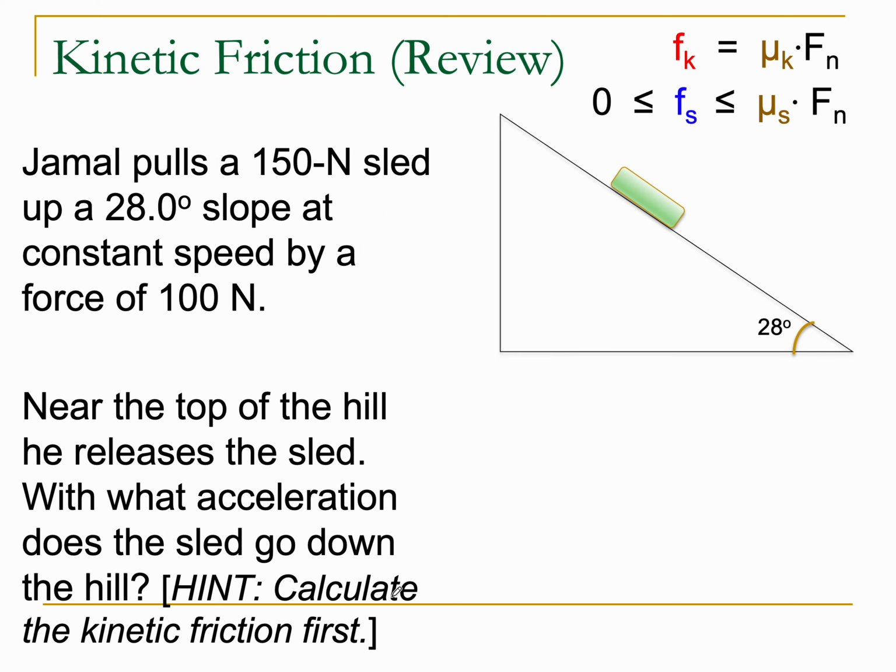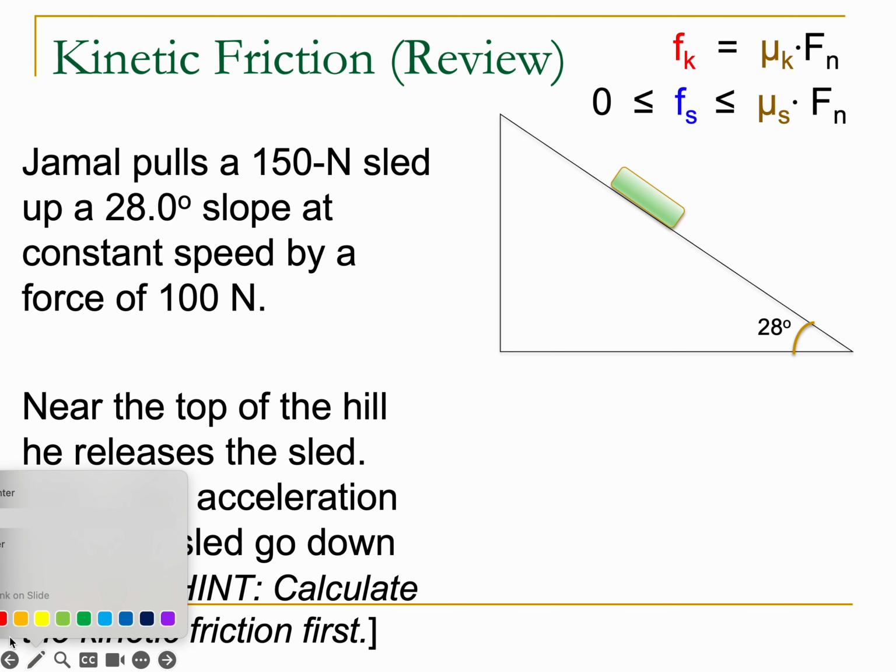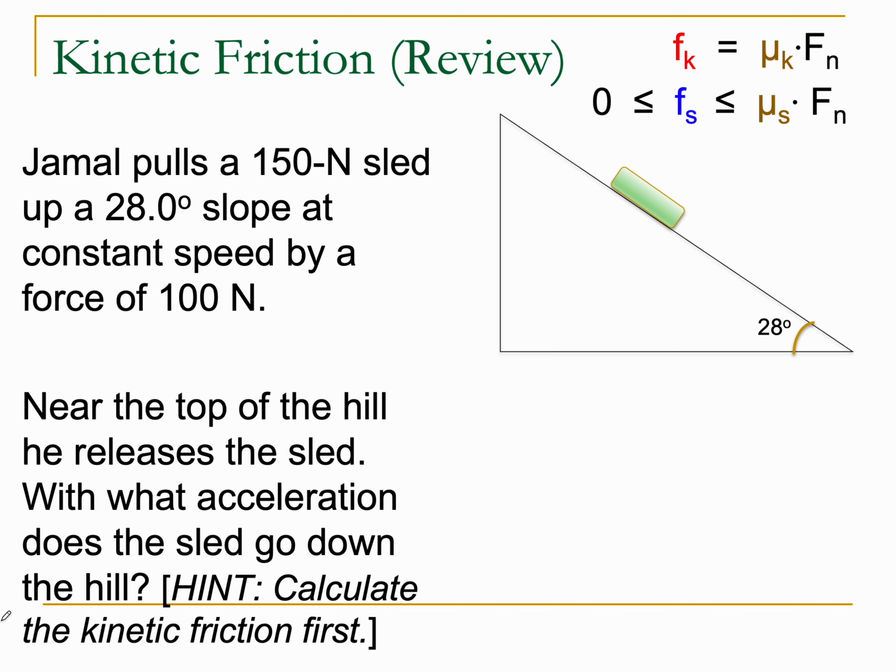I want to talk about this one real quick because it's actually on your review packet, and it's one that always stumps students every single year. So I want to make sure we talk about it because it has to do with friction. In this case, Jamal pulls a 150 Newton sled. Now, real quick note on that one, that is not its mass. We're talking about newtons, the force of gravity on it. So in this case, the force of gravity is 150 newtons.